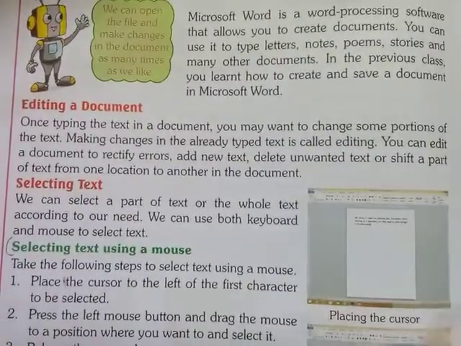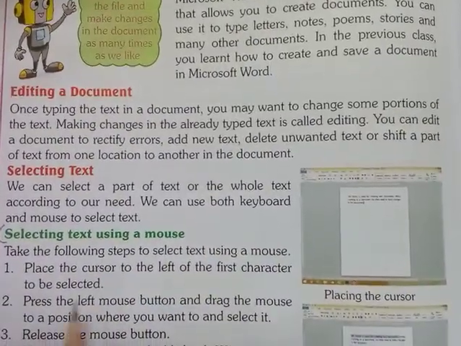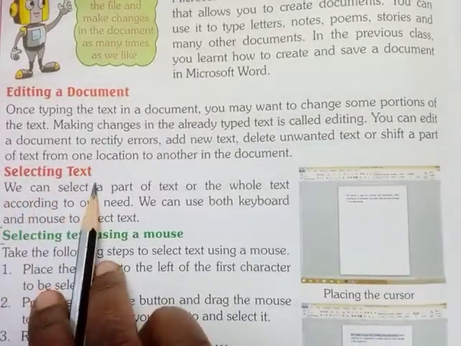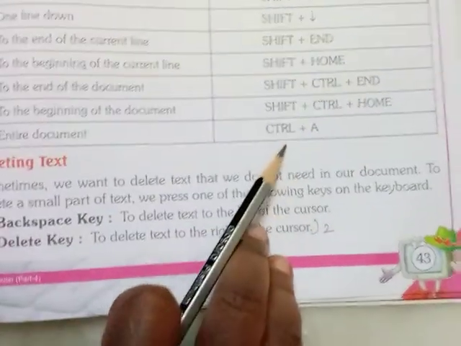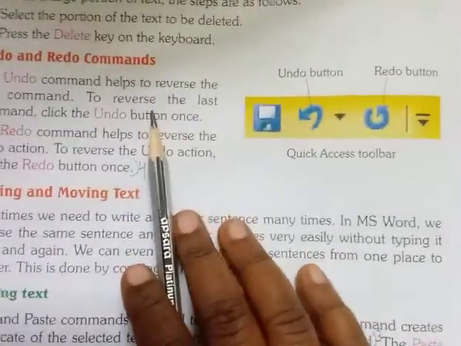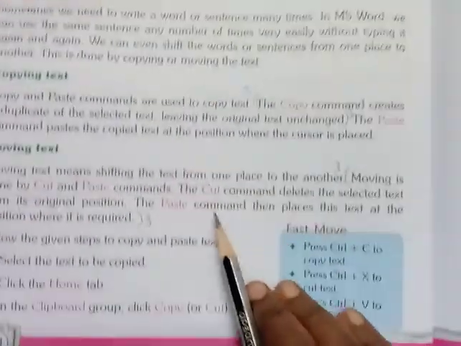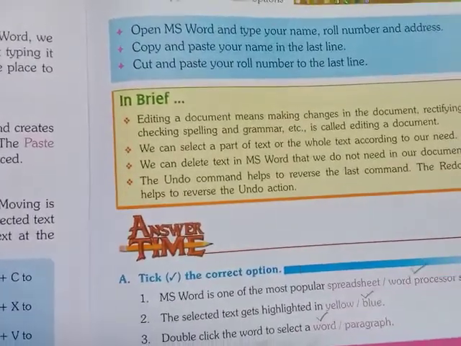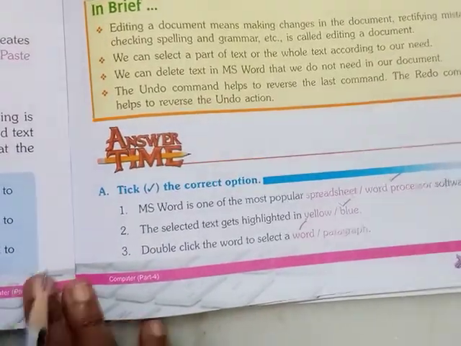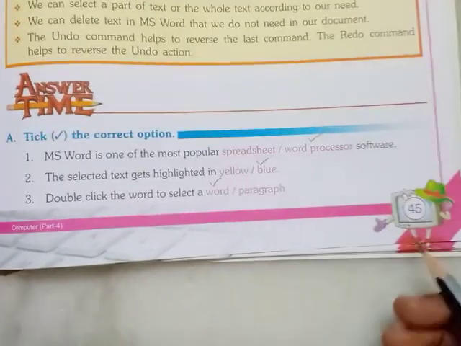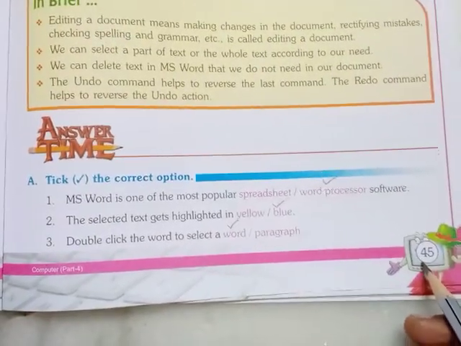In this topic, I already explained selecting the text, how we will select the text with mouse, and the shortcut keys to select, shift that one, and how to delete text, and how to undo, redo. This all copying, copy, cut, paste, that also I explained in this lesson in last class. Okay, children, today I am giving notes for this lesson. Okay, all of you see page number 45.